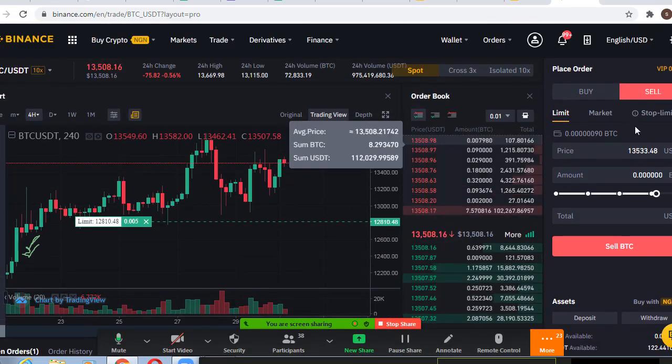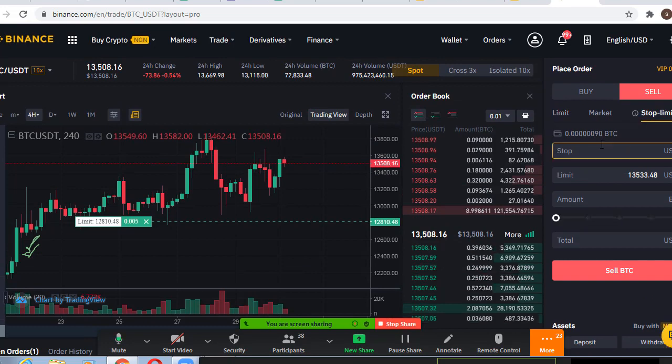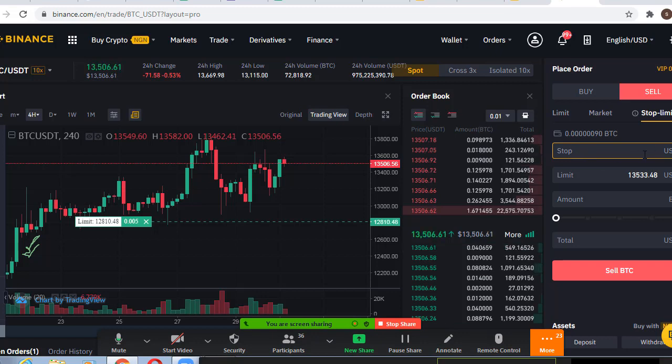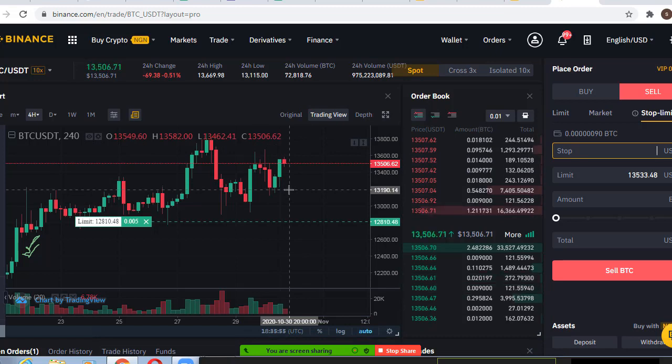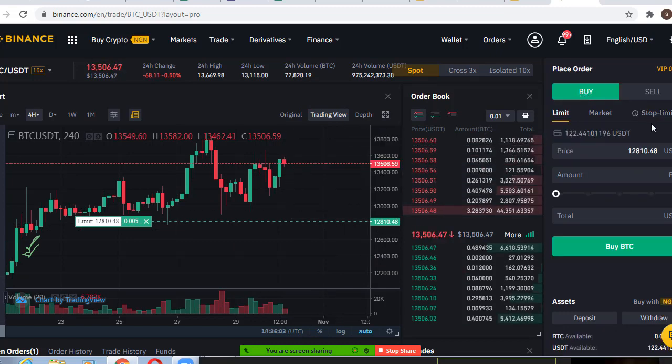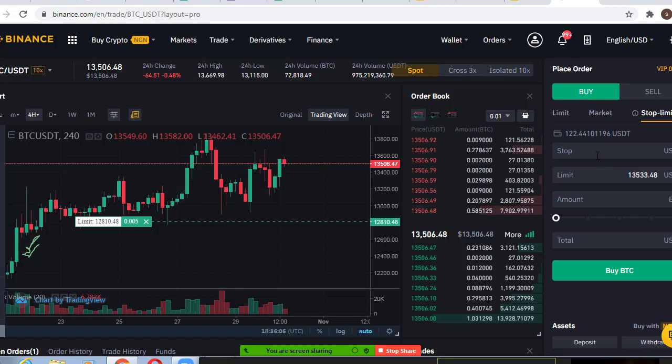Now, the last one is your stop limit order. Like I said earlier, the stop loss order is used to limit a trader's loss on a particular financial instrument or asset when you are trading. So that point where you place your stop is your invalidation point. Let's say for example, I wanted to buy Bitcoin. So I put buy here. I go to stop limit. I'll put my stop.